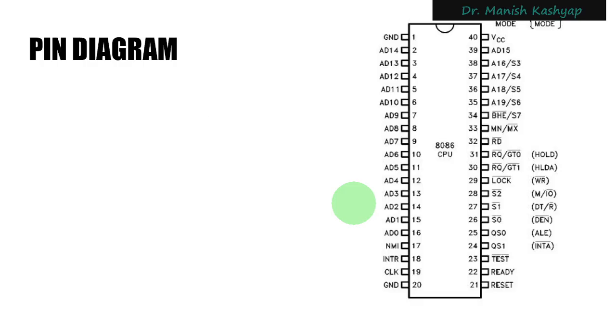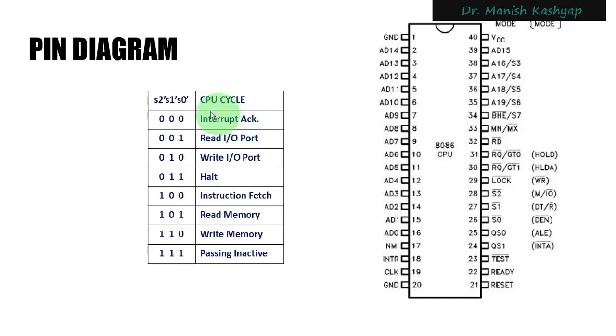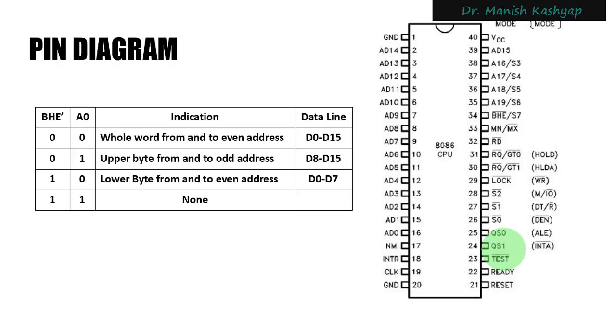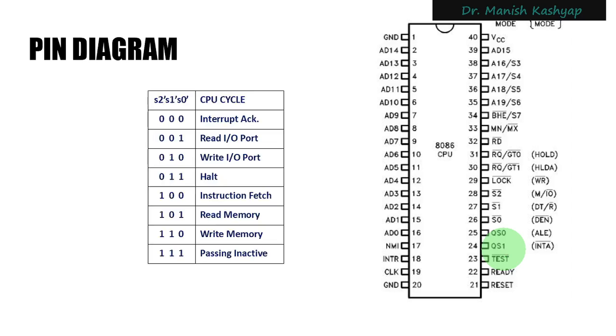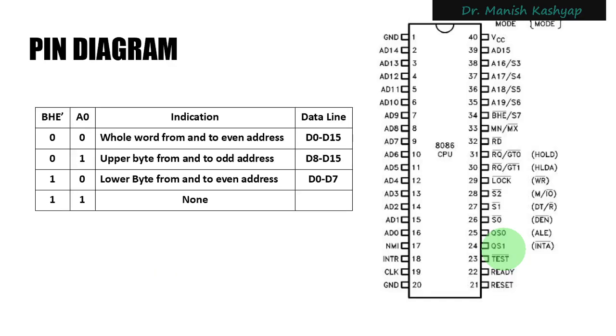Let us first have a look at those relevant S0 bar, S1 bar, and S2 bar status pins. Here you see that for various combinations, we have these values: interrupt acknowledge, read input output port, write input output port, then halt, instruction fetch, read memory, write memory, and passive. We have already discussed the meaning of these status pins in one of our lectures, so they will be used here. Then QS0 and QS1, we have already said, will be used with the status of the instruction queue that is there in the microprocessor. I think those slides are also there.